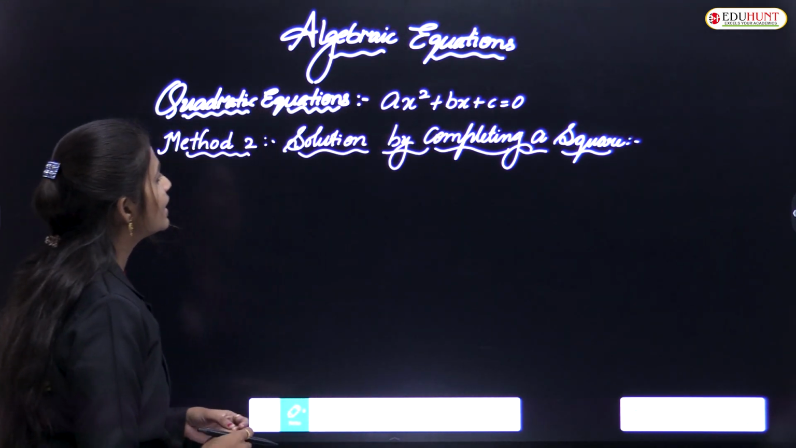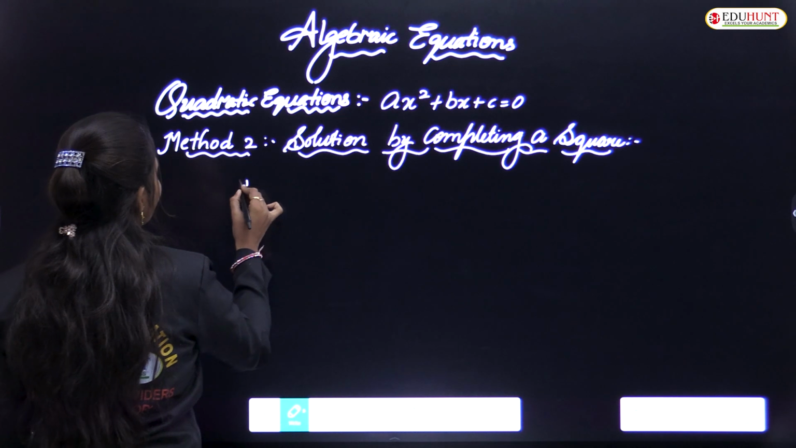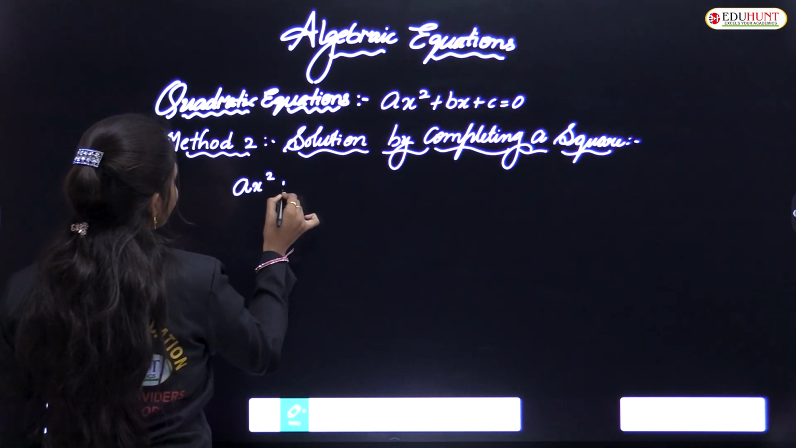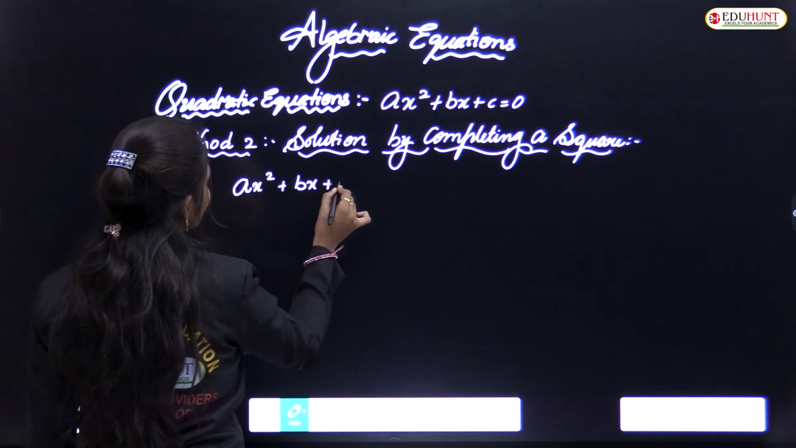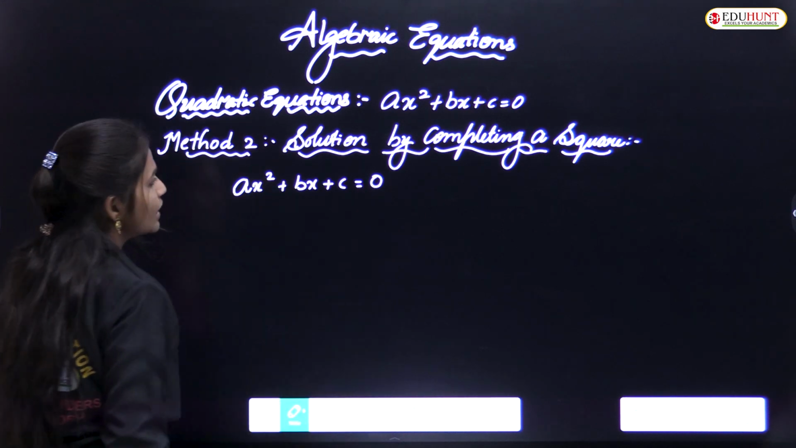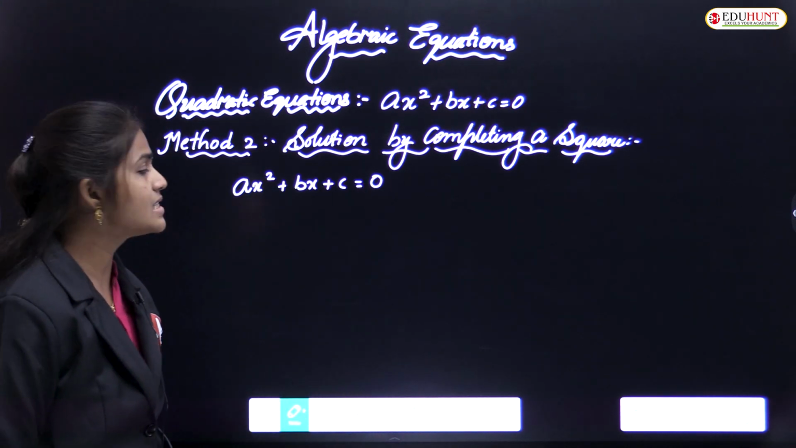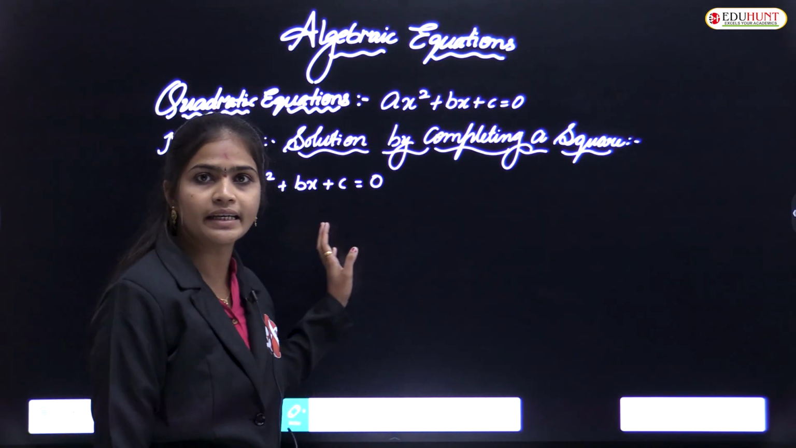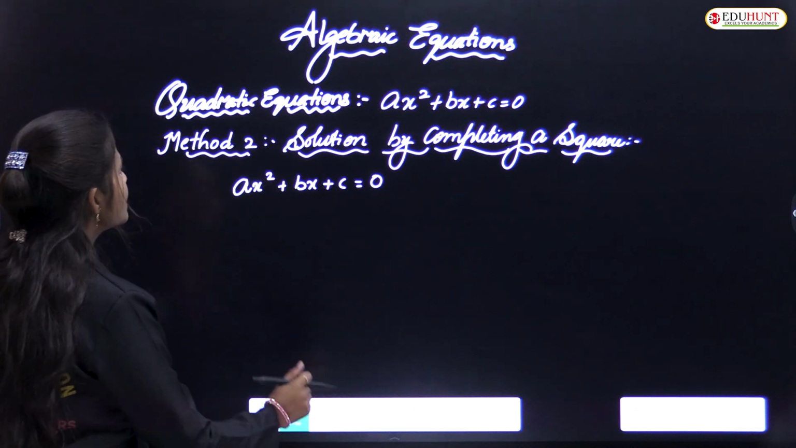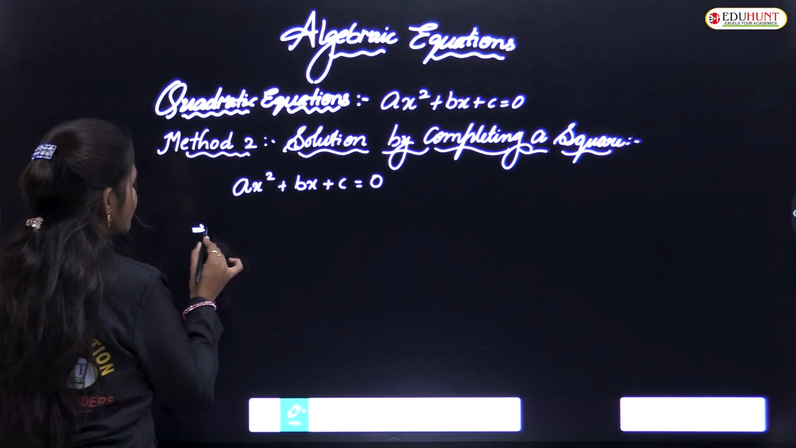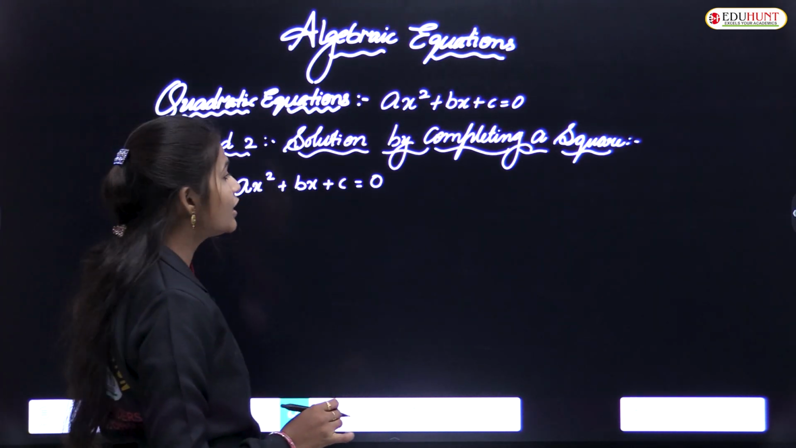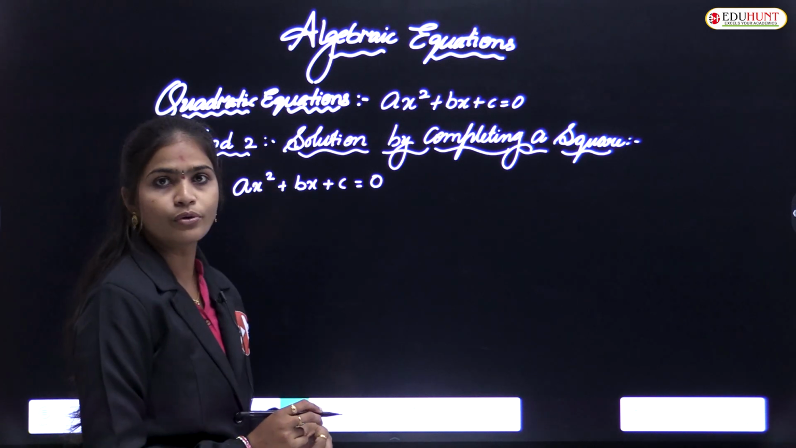So let us take the quadratic equation ax square plus bx plus c is equal to 0. Actually, this is the given quadratic equation, the general form of the quadratic equation I have taken here. From this, the first step we have to do is multiply both sides with 4a.